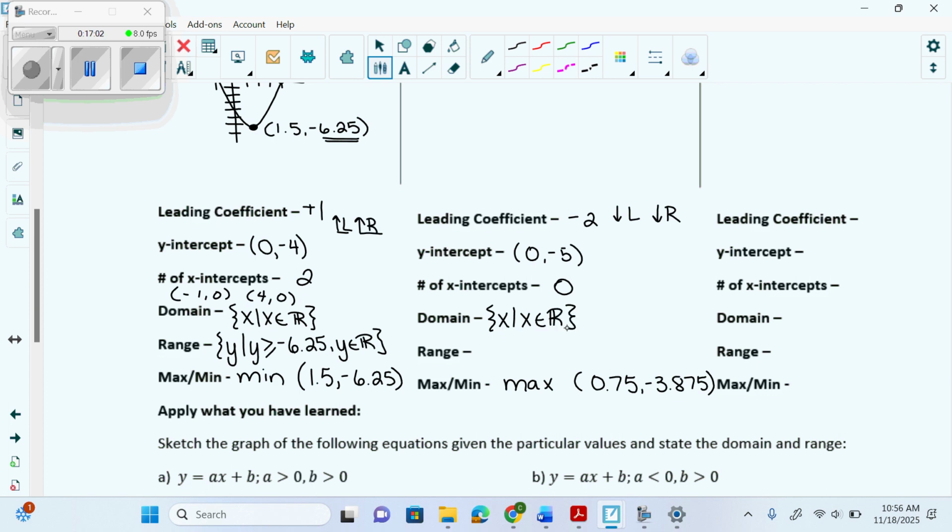And the range, this graph has a maximum, right? So the entire graph is below that value. Yes? What is the value that it's below? Remember, range is y. So it's 0.75 or -3.875? This one, right? Because our range is y. Yes? And the highest it goes to is -3.875. So my range is going to be y such that y is less than or equal to -3.875. Y is now in the reals.